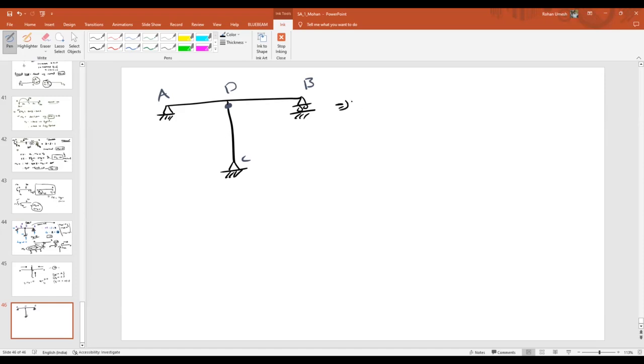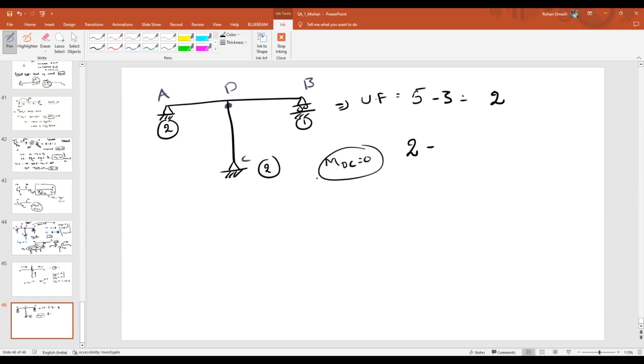So here, how many unknown forces are there, first of all? 2 here, 2 here, 1 here. Unknown forces are 5. How many equilibrium equations? 3. Now, how many additional equations do we have to consider here? 1. Why? Because of the hinge. What is that one additional equation? MDC is equal to 0. Is it right? So only one additional equation. So what is the indeterminacy? Indeterminacy is equal to 1. Clear?